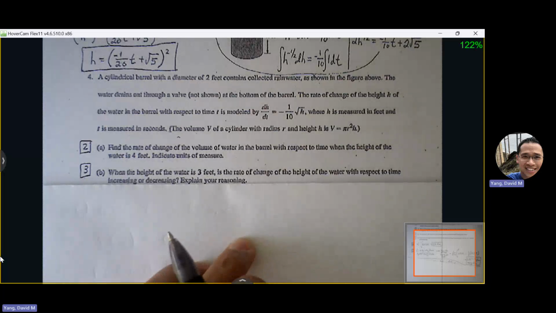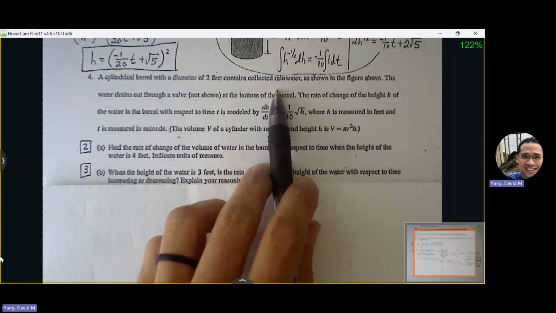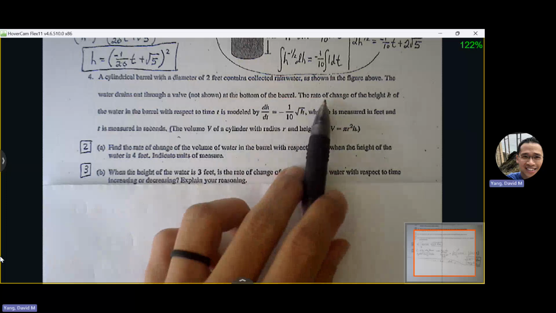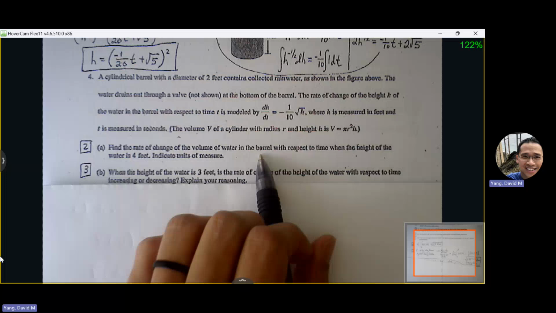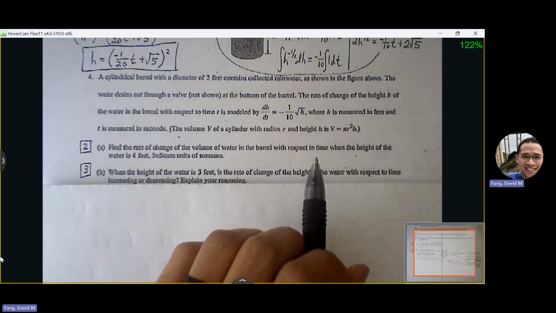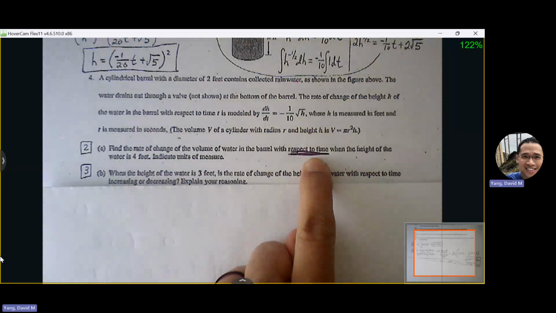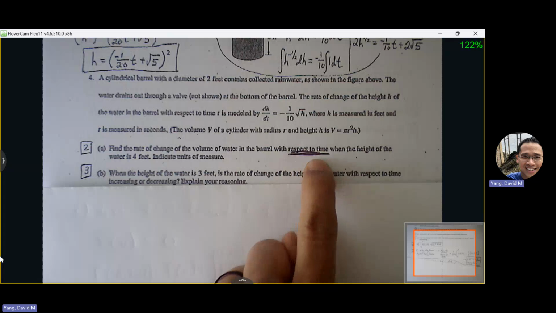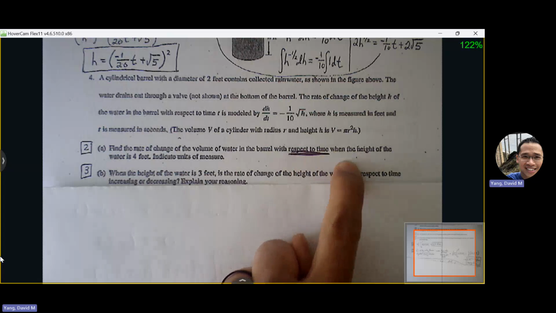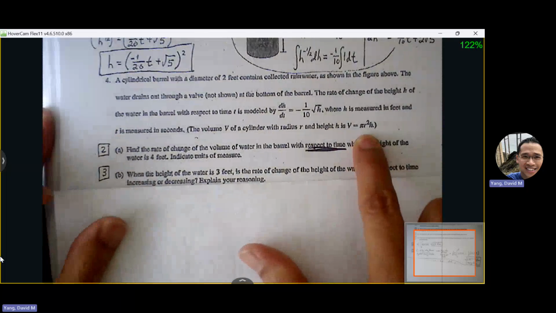We have a cylindrical barrel with a diameter of 2 feet, contains collected rainwater. The rate of change of the height is given by dh/dt, where h is measured in feet and t is measured in seconds. Find the rate of change of the volume of water with respect to time. So there's the hint there, with respect to time. We know time is going to flow through our equation. We know d over dt. We're going to make those pop up in our derivative when the height is 4 feet. So indicate the units of measure. So we have our volume formula. They will provide that for us.